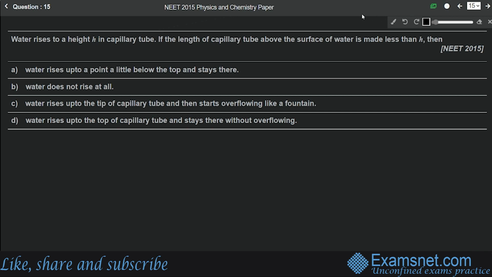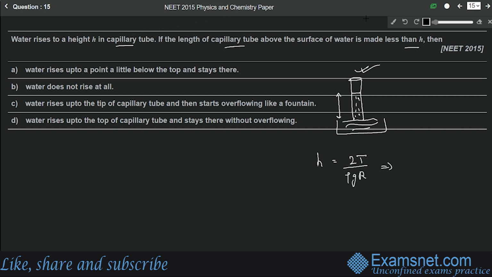Question number 15 is from mechanical properties of fluid, and the question is water rises to a height h in a capillary tube. If the length of the capillary tube above the surface of water is made less than h, then. So we have this capillary tube here that is kept above the surface of the water. This is water here. Then water rises up to height h in the capillary tube. Now it says that if the length of this capillary tube that is kept above the surface of the water is made less than h, then what will happen? So we know that height h is equal to 2T upon rho g r.